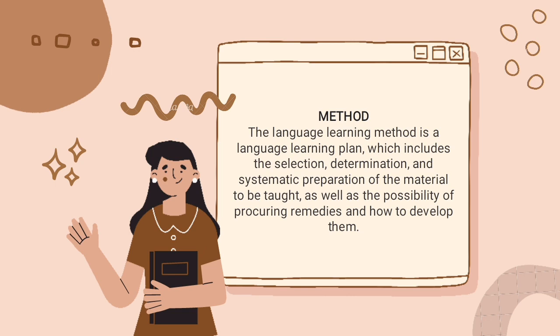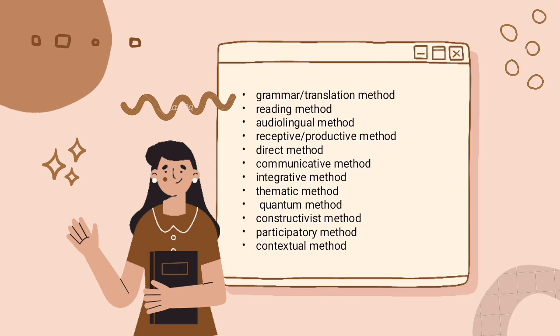Next is method. The language learning method is a language learning plan, which includes the selection, determination, and systematic preparation of the material to be taught, as well as the possibility of processing remedies and how to develop them. There is a grammar or translation method, reading method, audiolingual method, receptive or productive method, direct method, communicative method, integrative method, thematic method, quantum method, constructivist method, participatory method, contextual method.